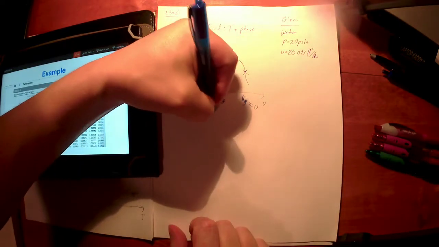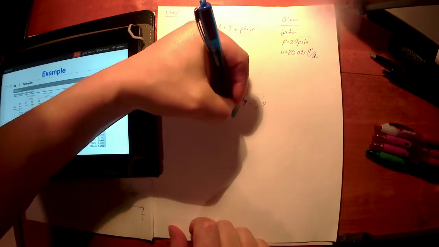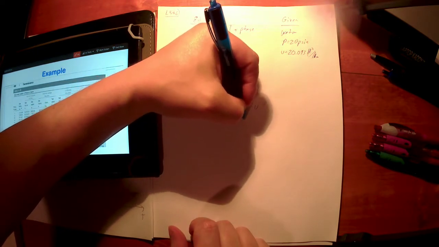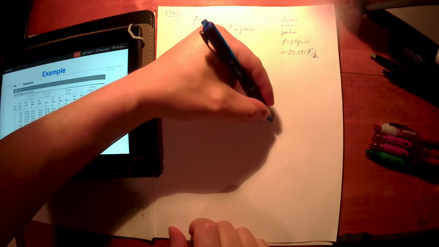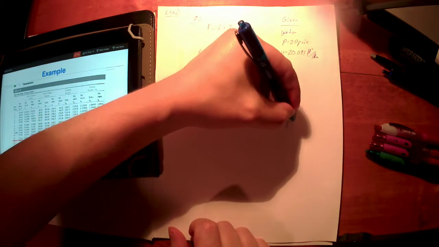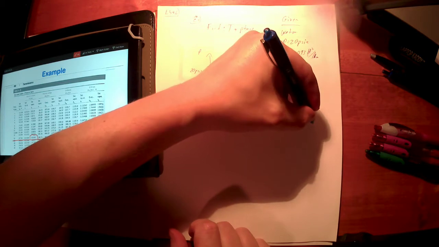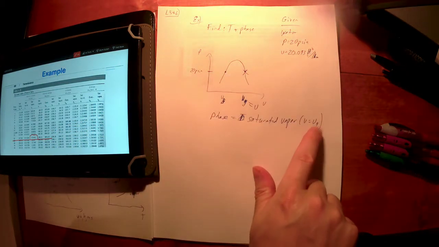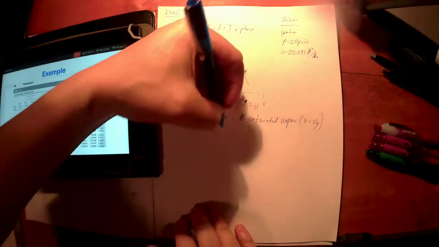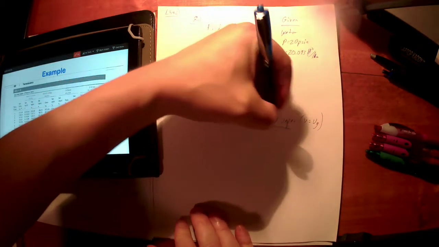So that tells us that our phase is saturated vapor, because our V value is equal to the VG value. Our specific volume is equal to the value for saturated vapor. So our phase is saturated vapor.